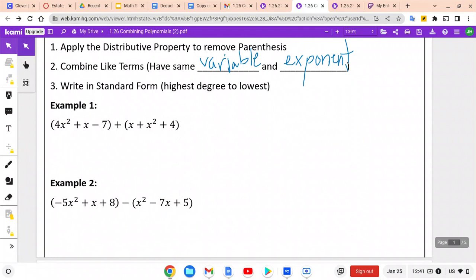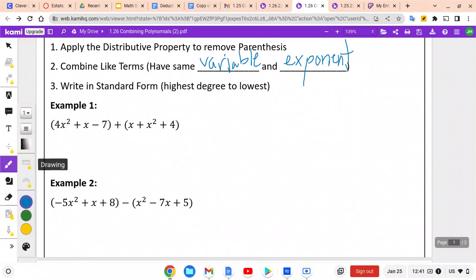Example 1. You look in front of these parentheses and do you see any negatives or any numbers other than 1? No, there's nothing of that sort in front of the parentheses, so you can just drop the parentheses. There's no negative or number other than 1. Okay, we've dropped the parentheses.